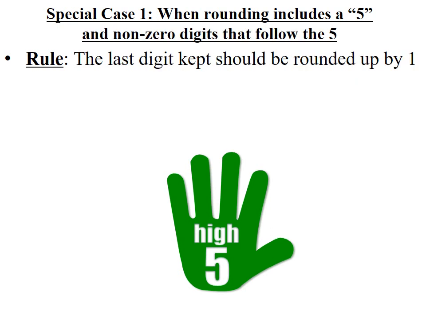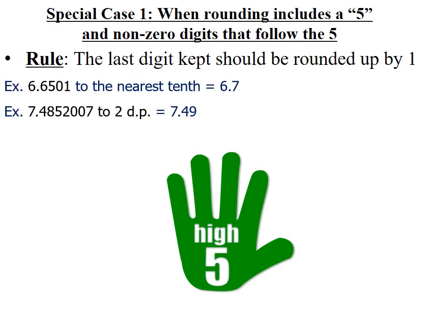Now, let's say that rounding includes a 5 and a non-zero digit that follows it. Then there's a bit of a different rule. So here, for example, we have 6.6501. So if we had 6.65 and we had to round to the nearest 10th, well, we look at our 10th, circle it, look next door, it's 5, and we want to keep it even, 6.6.